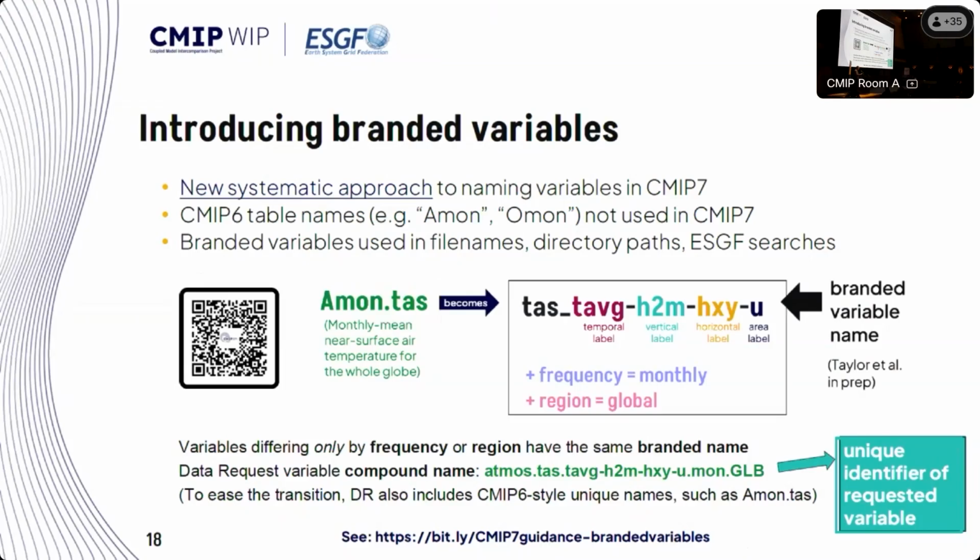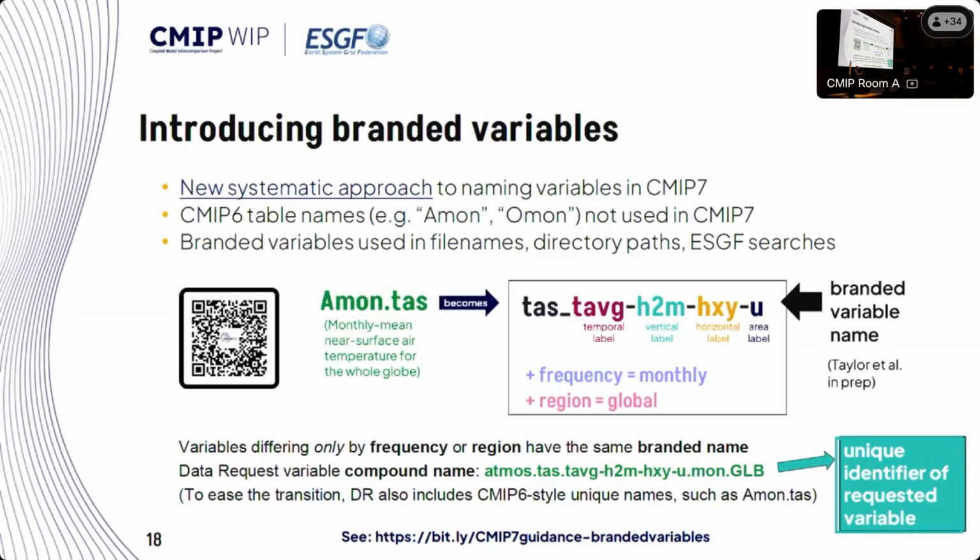And each bit of the label tells you something different about how that data is sampled. So in this example, it's time averaged. The first bit is the temporal label. It's at height 2 meters. It's on a horizontally gridded field. And the last label indicates, that's the area label. It indicates it's unmasked in this case, but for other variables, it could indicate the masking.